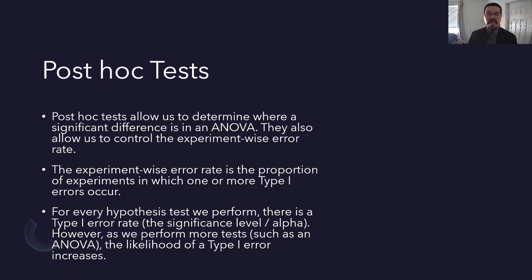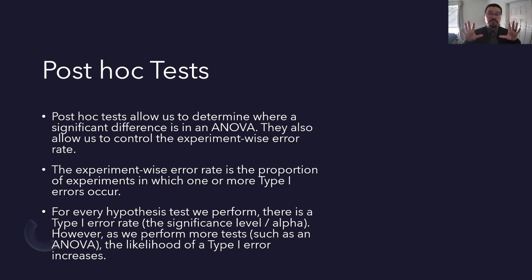However, in the case of an ANOVA, the likelihood of a type 1 error increases. And the reason for that is, think about what happens in an ANOVA, right? If we compare an ANOVA to a t-test, with a t-test, we're only comparing 2 groups. We're comparing group 1 to group 2. We have a 0.05 alpha level, which is the likelihood that we commit a type 1 error. And it stays that way, right?